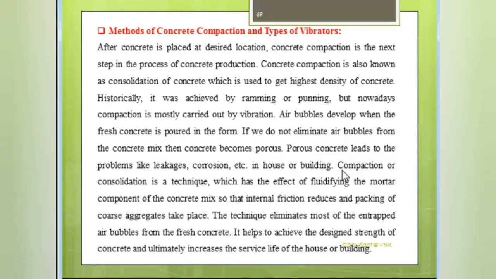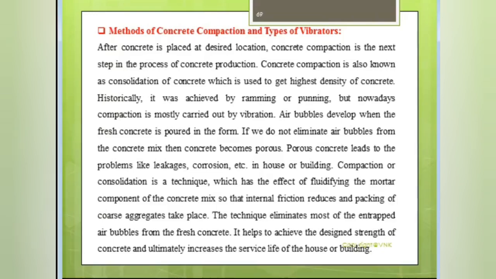There may be chances of honeycombing, and pores and voids can be there. Through those pores, harmful gases or liquids can enter into your concrete and reach our reinforcement. The result is that our reinforcement will be corroded, and ultimately the durability of the structure will be lost.